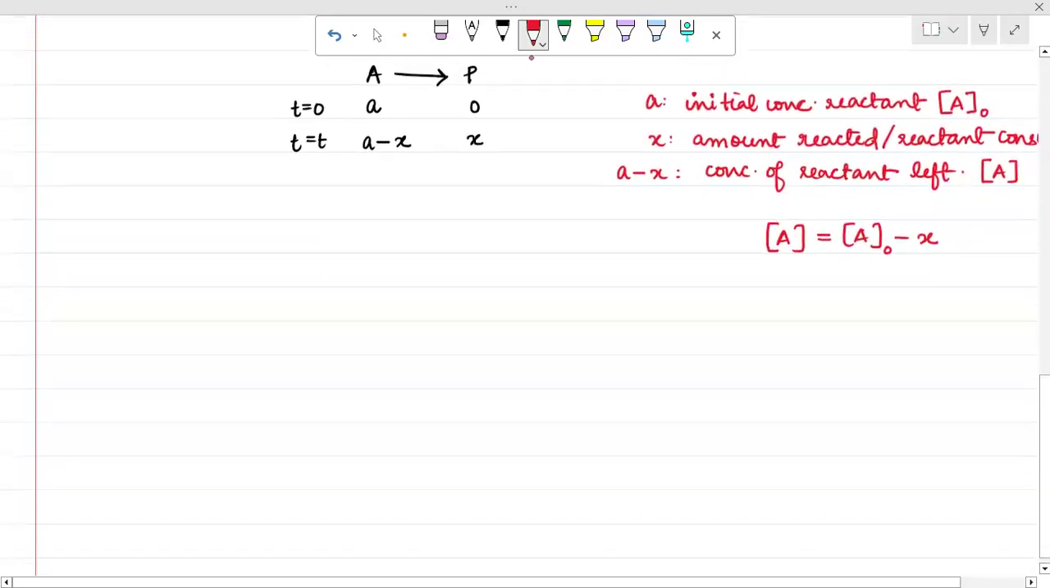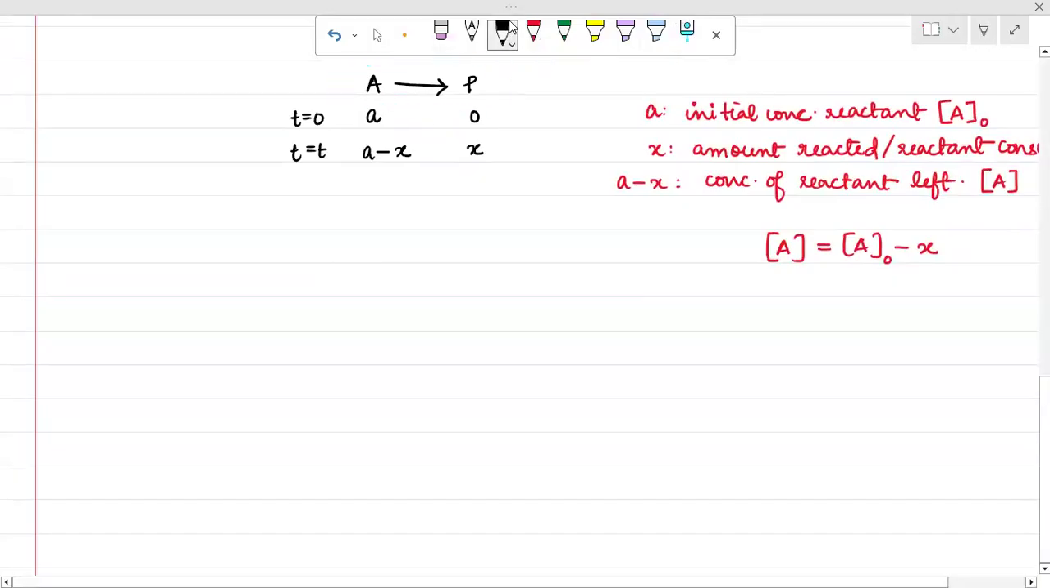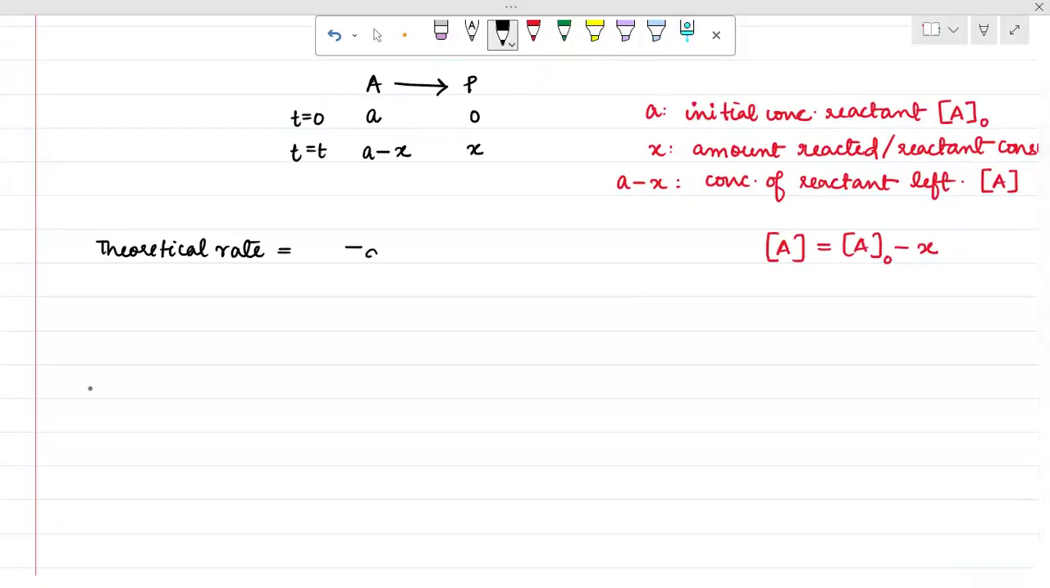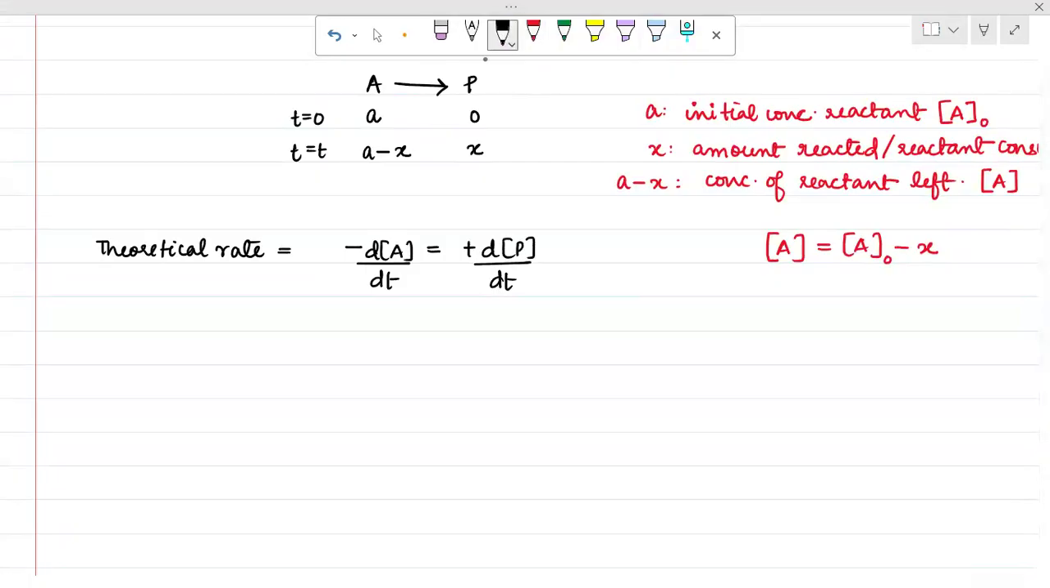Now coming back, we have this reaction, A giving P. We can write the theoretical rate by just looking at the reaction. The theoretical rate is equal to minus dA by dt, equal to plus dP by dt. It's better that you practice with concentration terms itself: minus the change of concentration of A with t, plus the change of concentration of product with t. This is the theoretical rate.